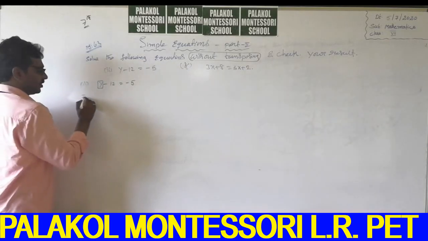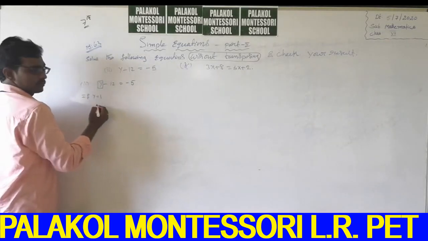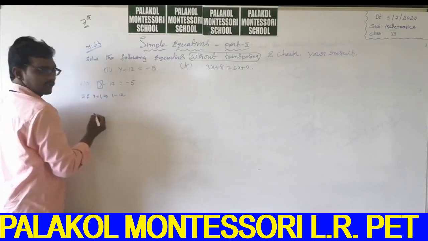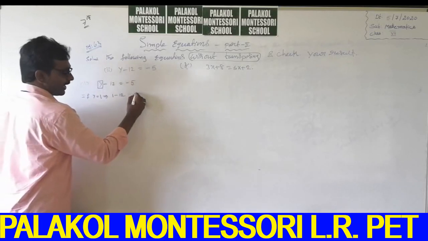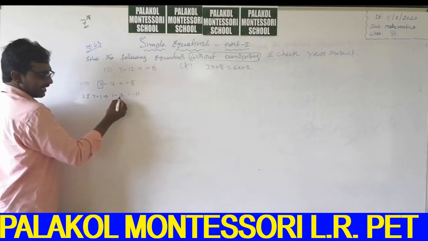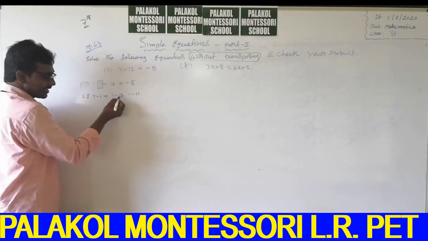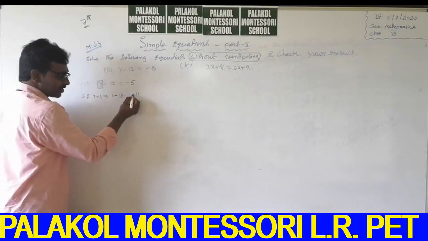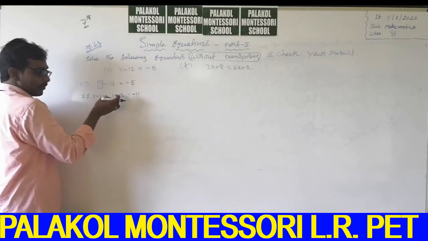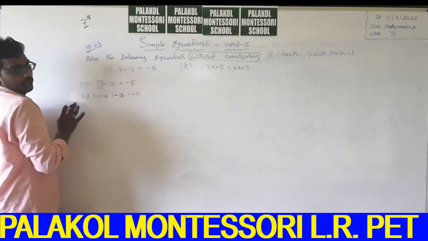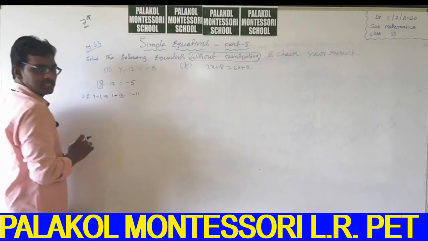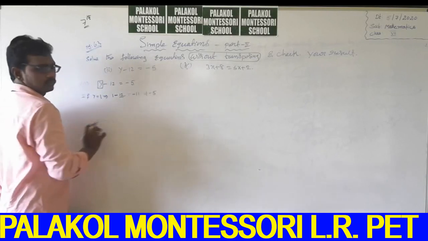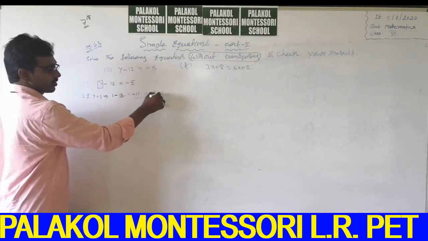Suppose y is equal to 1. In the y place you put 1, so 1 minus 12. 1 minus 12 means minus 11. Why? Here the greatest number is 12. What is the sign of the greatest number? Negative sign. That's why you write the negative sign first to separate the 1 from the 12. So the remaining balance is minus 11. Minus 11 is equal to minus 5? It's not equal. It's wrong.